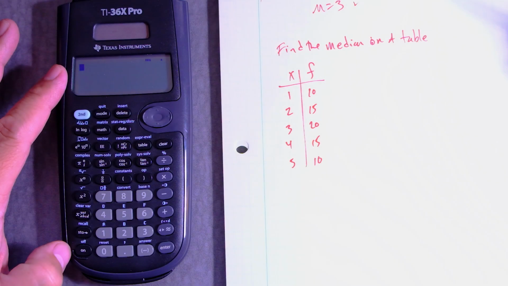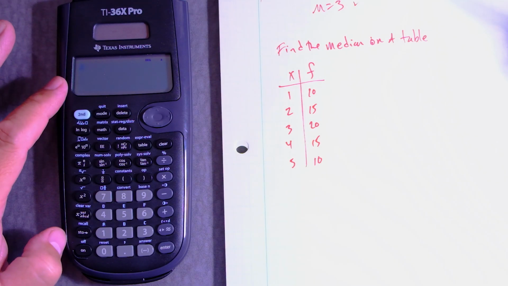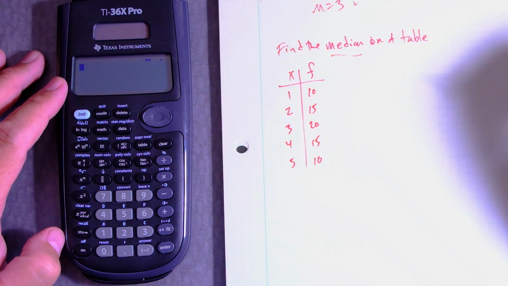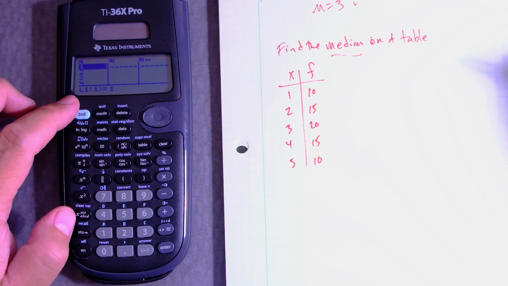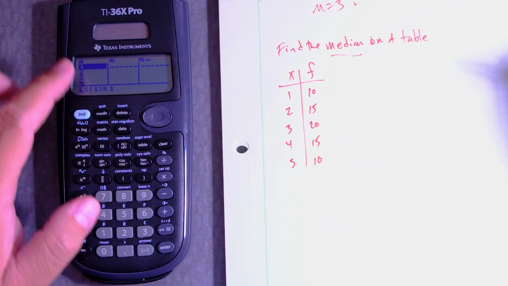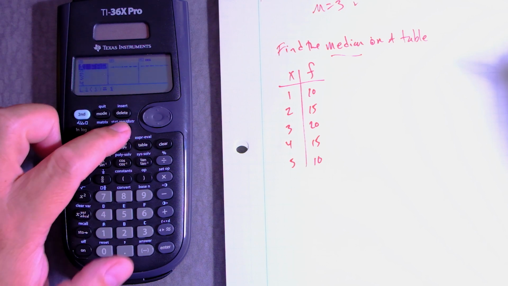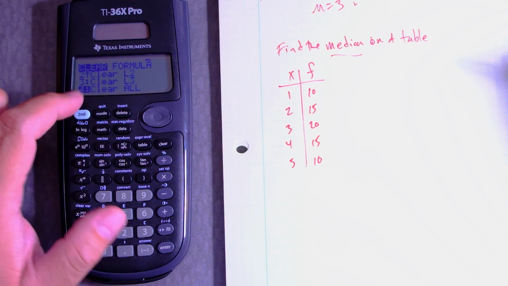This is the TI-36X Pro. And what I want to do is find the median on this table. First thing we're going to do is click on data. I'm going to delete all the information in here. There's only 3 columns. Click on data and scroll all the way down to clear all.